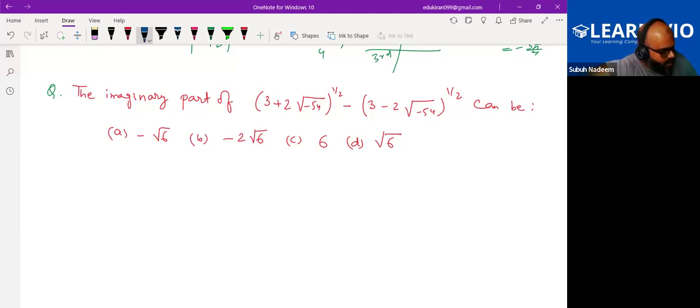So you have to think a little bit about what pattern this is. Is this becoming a perfect square of something? And similarly, is this becoming a perfect square of something? Then in that case, the square and root will cancel each other. So just think about it.